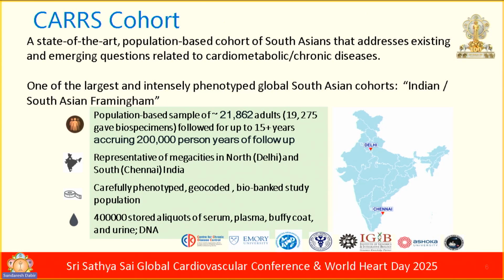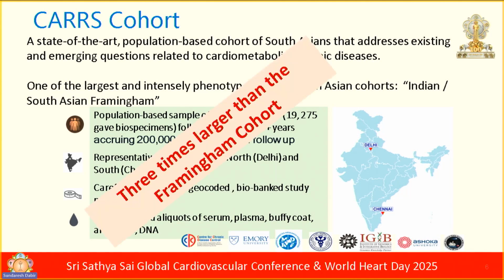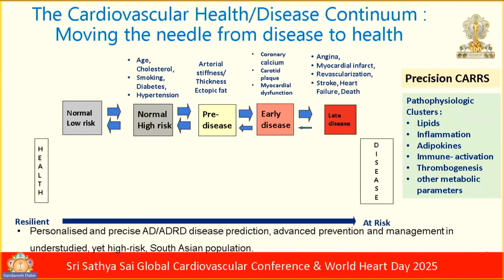It's a population-based sample of around 21,000 adults, followed up for 15 plus years, accruing almost 2,000 years of follow-up. It's representative of the megacities in North, in Delhi and Chennai, and its carefully phenotyped, geocoded biobank study population has 400,000 aliquots of stored serum, plasma, and buffy coat, so you can actually study the relationship moving forwards in the future. And I would like to say that it's 3 times larger than the Framingham cohort, and that's the unique selling point of this cohort.